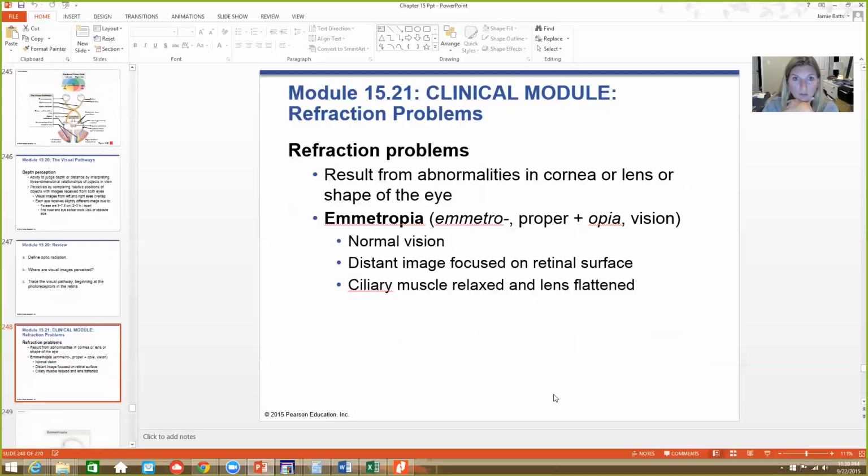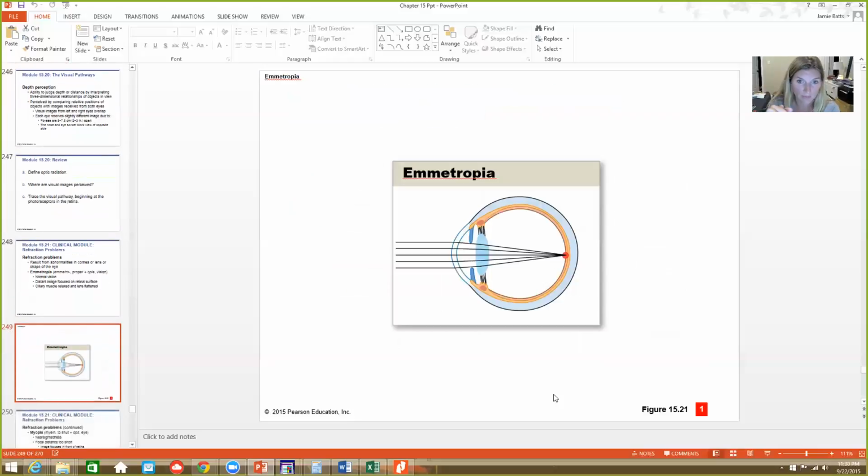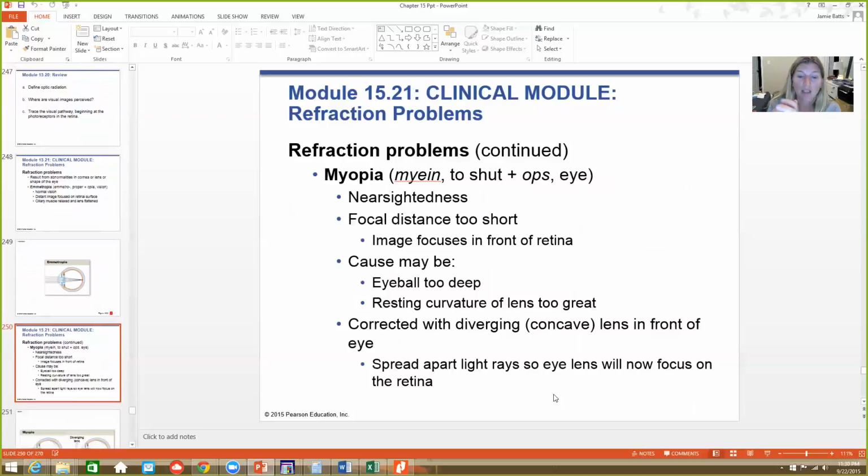We're going to continue on by talking about problems with refraction. This can result from abnormalities within the lens or the cornea or the overall shape of the eye. Emmetropia is normal vision. This is when the distant image is focused on the retinal surface, ciliary muscles are relaxed and flattened. Normal vision going on. Emmetropia.